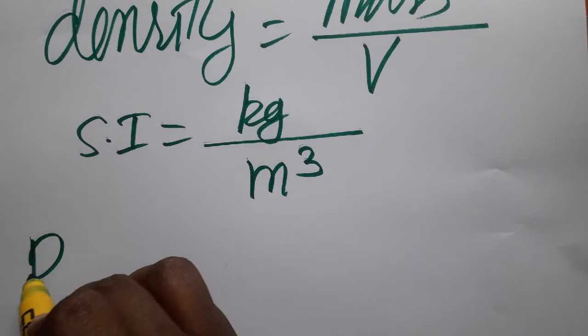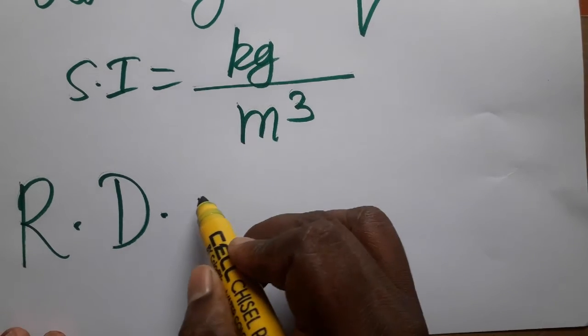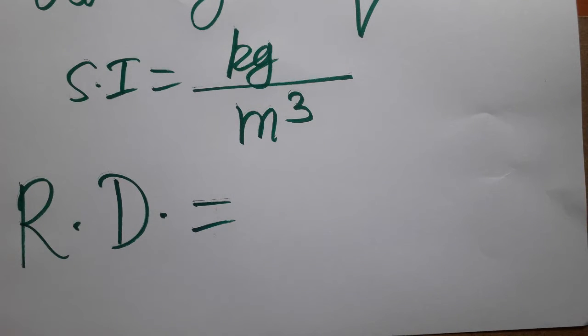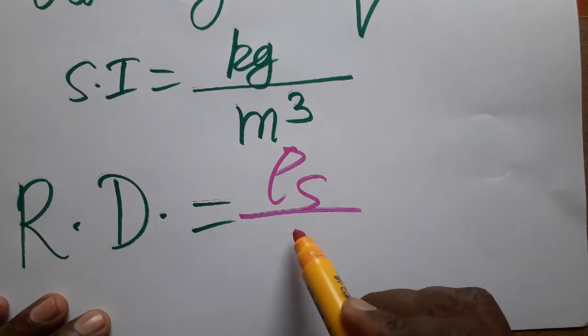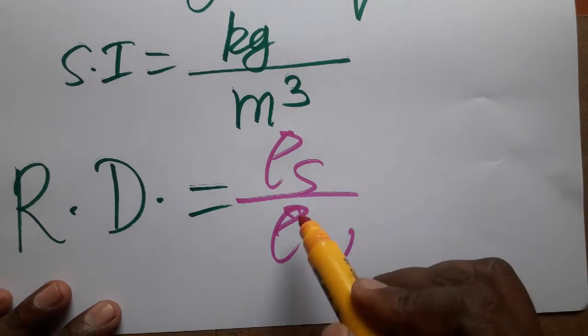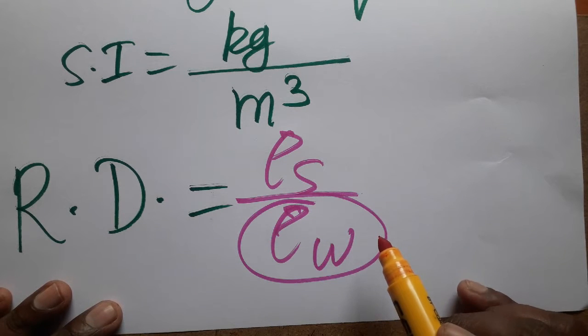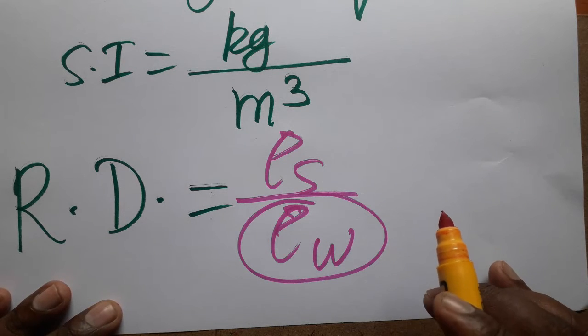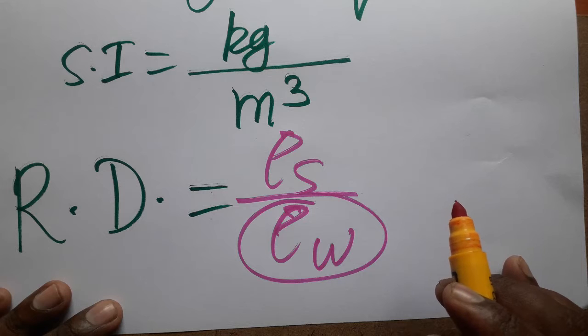Now, relative density is the density of the substance divided by the density of water. So why are they comparing with water? Because on water only we are going to see whether it floats or sinks, and also water is available everywhere.